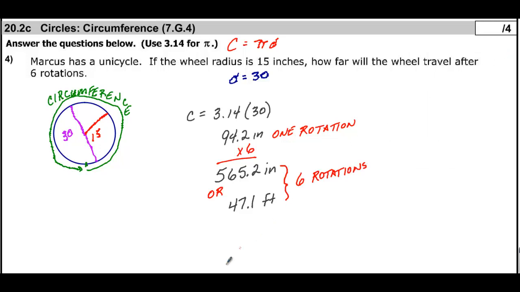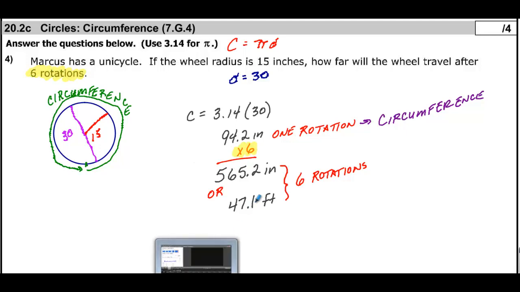And that, thanks calculator, is how straightforward this is. Find the circumference. That circumference is one rotation. Once you know that, then you multiply it by the number of rotations, in this case 6, and you get your final answer. So look this over again, match it up against your test, and then be ready when it comes time to take the intervention test. All right?